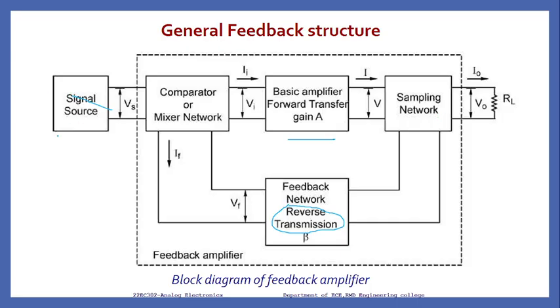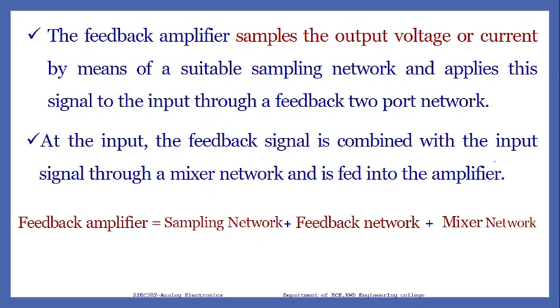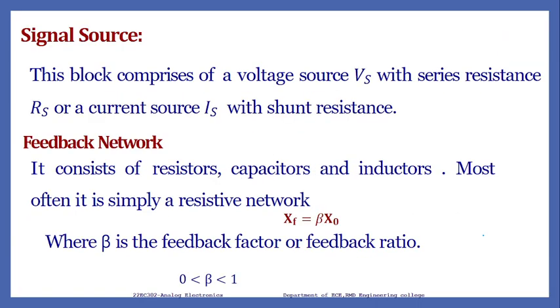The signal source may be either a voltage source or a current source. This comparator mixes the already existing input signal and the feedback signal. If both are in phase, it leads to positive feedback. If both are out of phase, it leads to negative feedback, right? The sampling network is used to choose the sample that is going to be fed back as the input through the feedback network, and this is going to be the load resistor. So actually the feedback amplifier is nothing but a combination of sampling network, feedback network and mixer network.